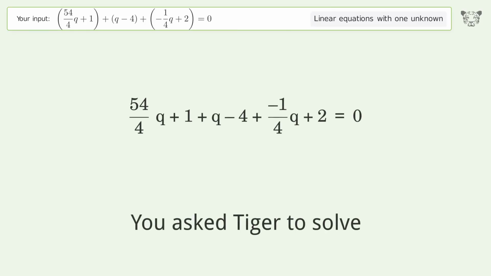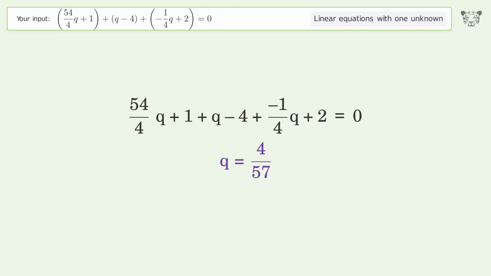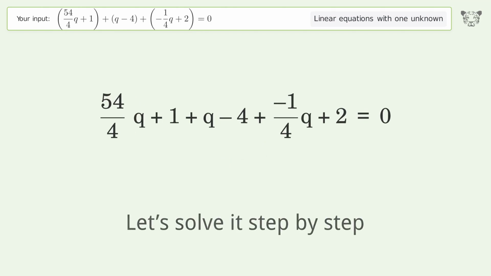You ask Tiger to solve. This deals with linear equations with one unknown. The final result is q equals 4/57. Let's solve it step by step.